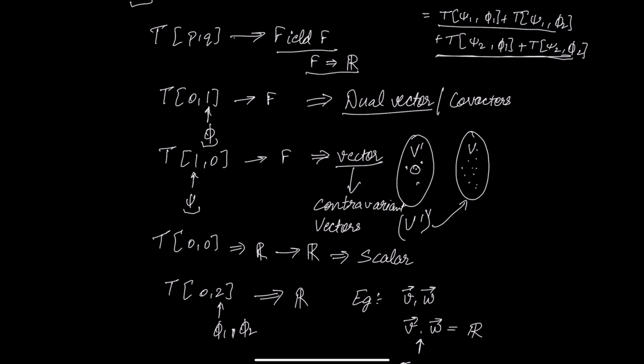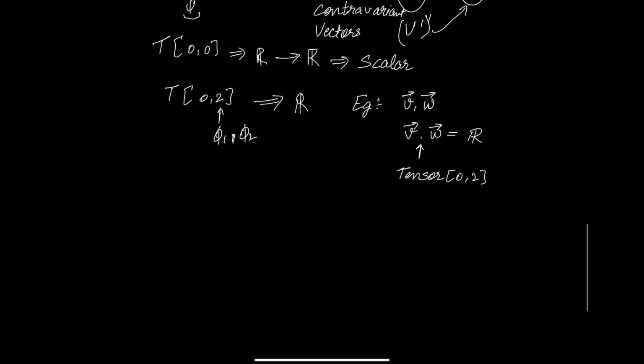More precisely, we call the elements which are dual vectors as covariant vectors, and the vectors as contravariant vectors. Okay, so now you know what are covariant and contravariant vectors. I would ask you, what is a tensor of type 0, 0? A tensor of type 0, 0 maps a real number to a real number, and that's a scalar.